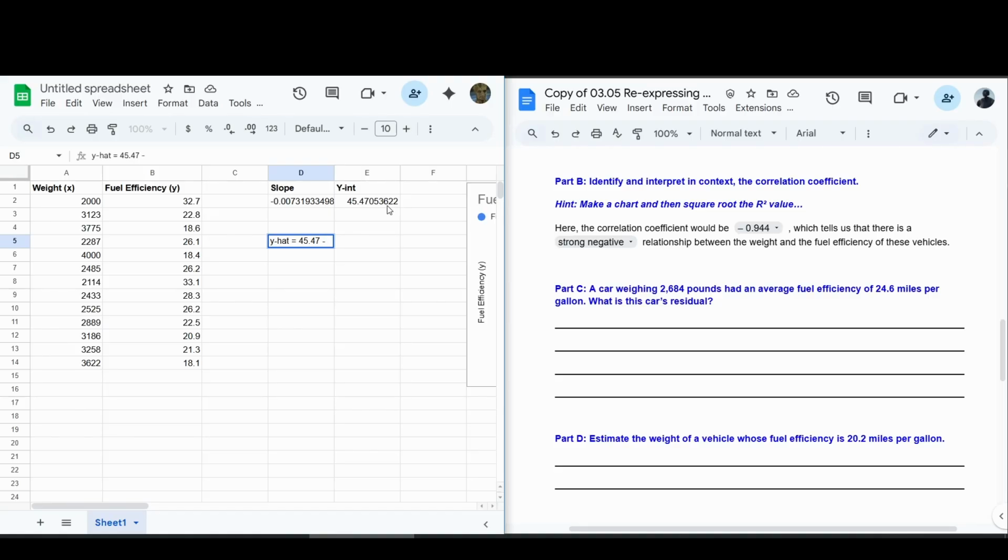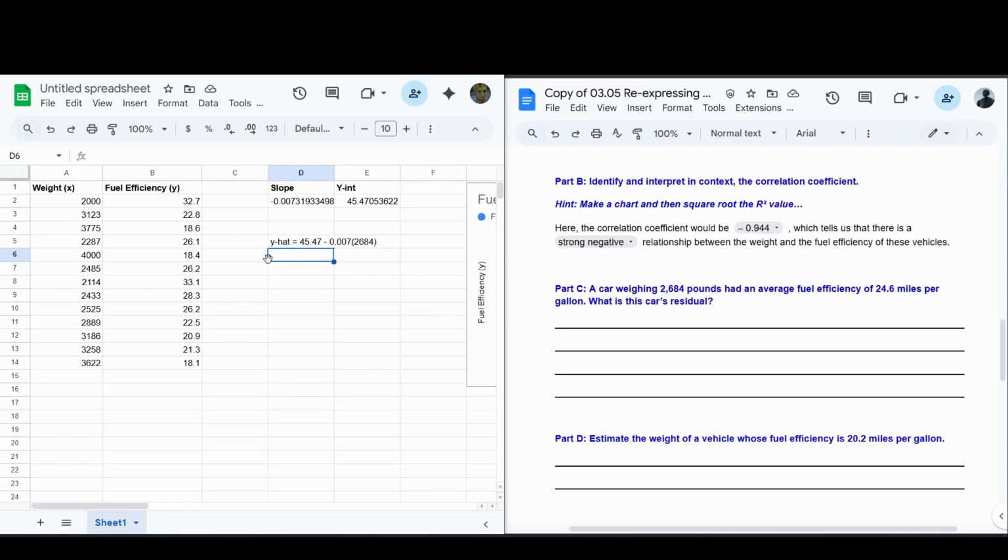minus 0.007. That was the slope. Again, I'm rounding that. That was the slope from up here. And the car has 2,684 pounds. So I'm going to multiply this times 2,684. All right. So you could do this on your calculator. You're just multiplying 2,684 times 0.007 and then subtract that from 45.47. A little bit of PEMDAS there for you.